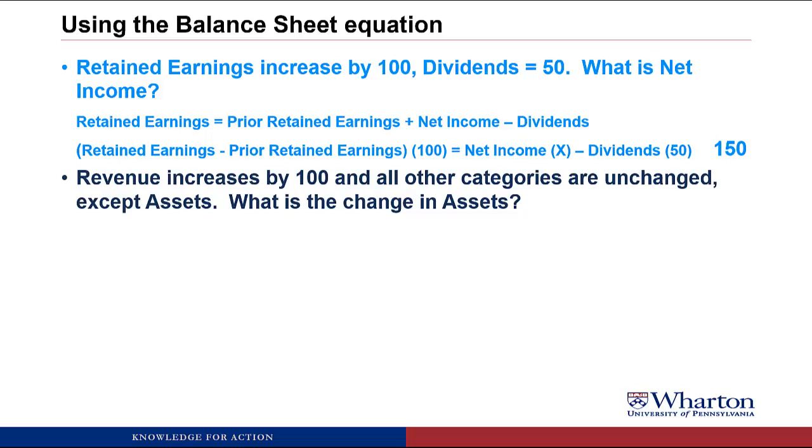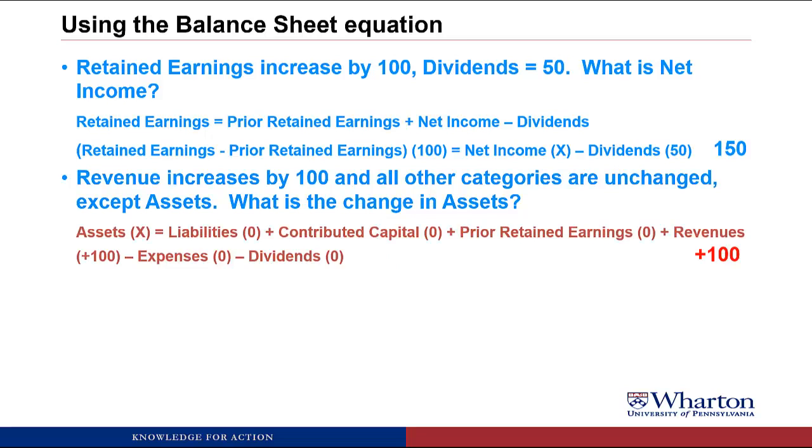Next, we have revenue increasing by 100. All other categories are unchanged except assets. What is the change in assets? We have to use the complete balance sheet equation to solve this one, so that we break stockholders' equity into contributed capital, prior retained earnings, revenues, expenses, and dividends. So we know that revenues are going up by 100. Everything else is unchanged but assets, which means that assets also have to go up by 100 so that both sides of the equation increase by 100.